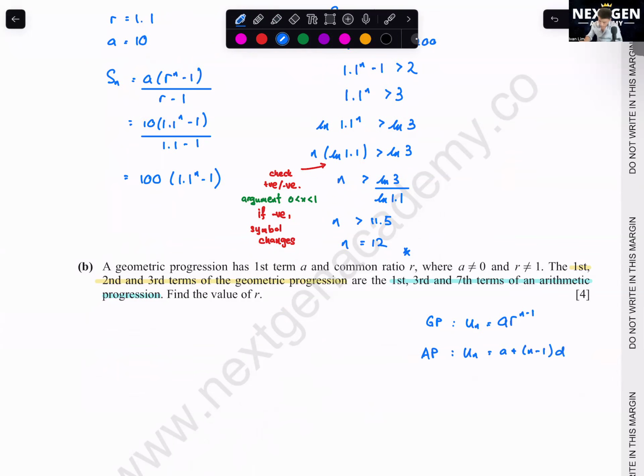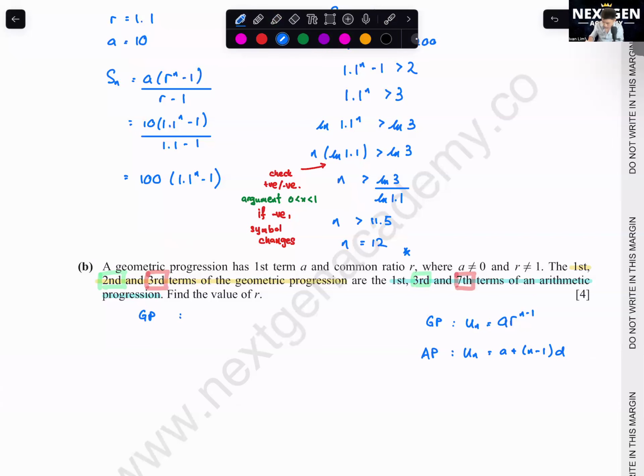Okay, first term is equal to first term. A is equal to A. No use, right? That equation. So let's start from the second. We're going to equate second term of GP equals third term of AP, then third term equals seventh term. Okay, all right, like that.